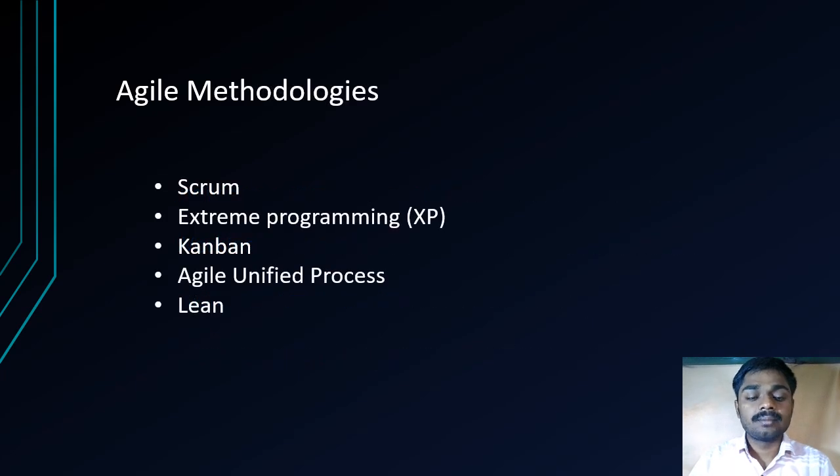Let's see the Agile methodologies. There are many methodologies in the Agile development process. Let's see the most commonly used Agile methodologies. Those are Scrum, Extreme Programming, Kanban, Agile Unified Process, and Lean. Let's talk about a few methodologies.